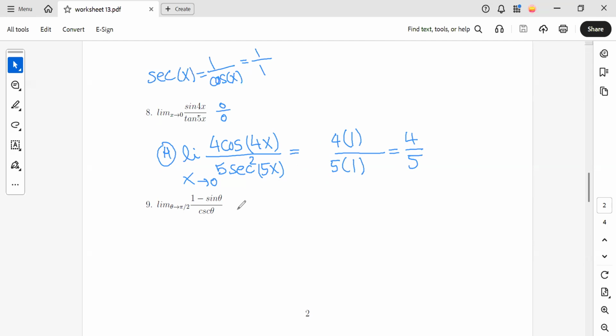Number 9, when you plug in pi over 2, you would get 1 minus sine of pi over 2, which is 1, over cosecant. Cosecant by definition is 1 over sine. And sine of pi over 2 is 1. So 1 over 1 is again 1. We would have 0 over 1, which is defined. So there is no need to use L'Hopital here.